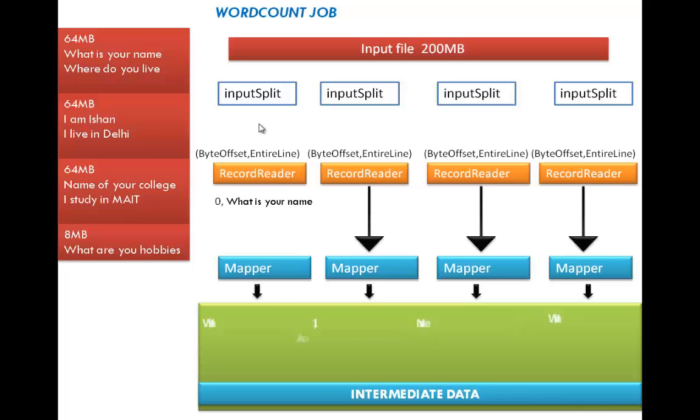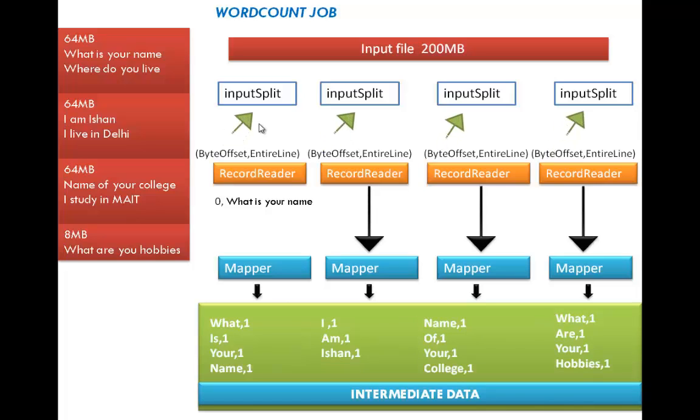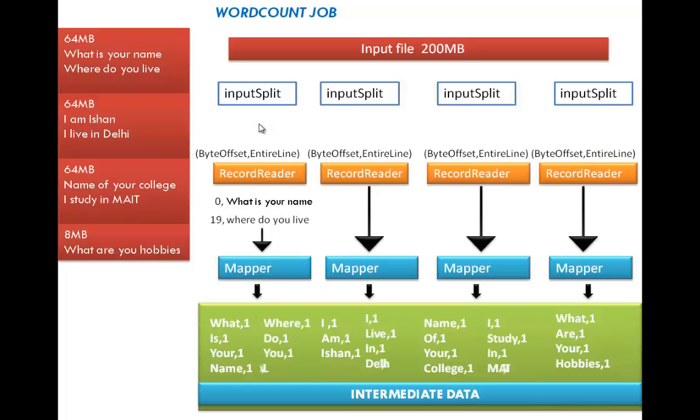Then again the record reader reads the data from the input split and makes it a key value pair. This is applied to the mapper, which is programmed by the user only, and it converts this key value pair to some other key value pair, and we get intermediate data. The process continues till all the lines are read.